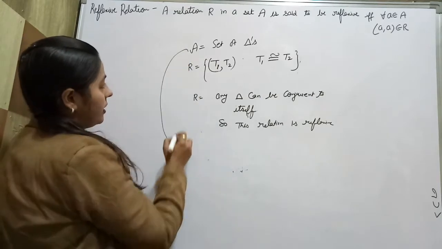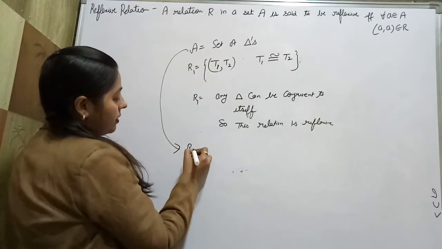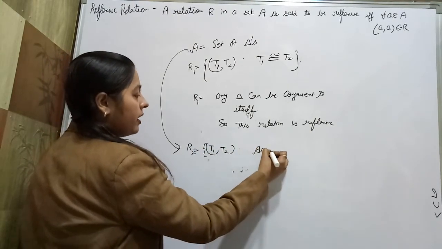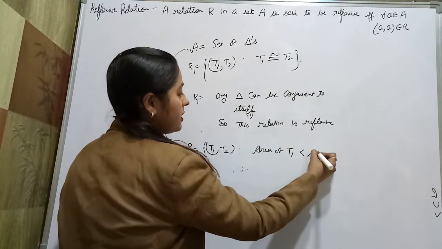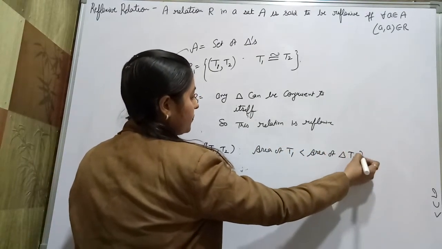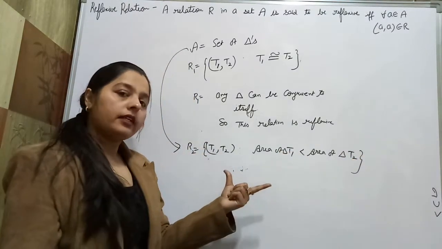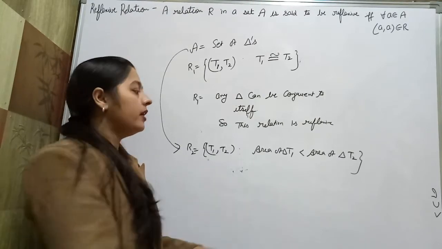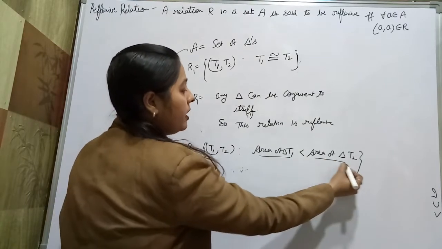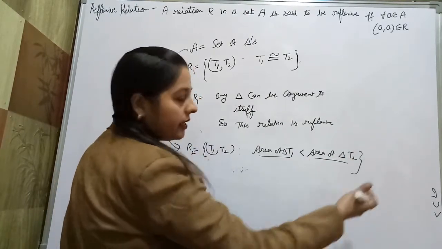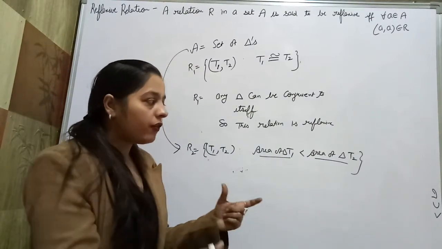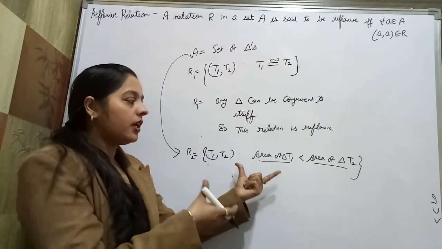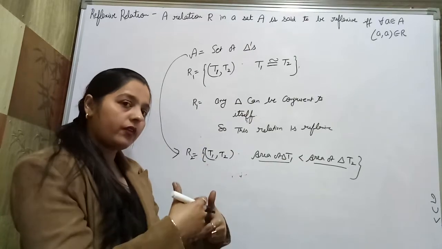Again, if I take the same set, the set of triangles, but I give you the relation between the triangles that the area of triangle T1 is less than the area of triangle T2, right? So can you see that this type of relation is reflexive? Think about it. Certainly you may say no. Why? Because the area of a triangle can never be less than the area of the triangle itself, right? Because what I told you is that for a reflexive relation you have to check whether the area of the triangle is less than the area of the triangle itself, right?